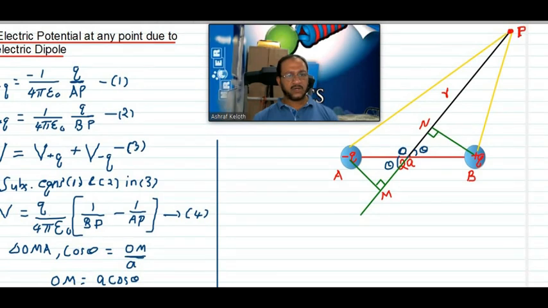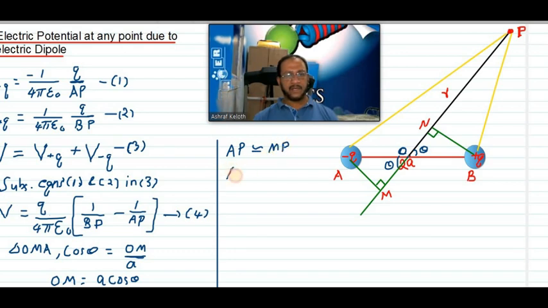Then I can also write from here, you see, in an ideal dipole, AP and MP are almost the same, approximately the same. So we can write the next line. For an ideal dipole, AP, the distance from A to P, is approximately equal to MP.